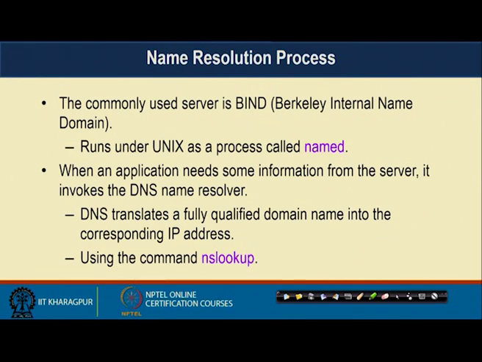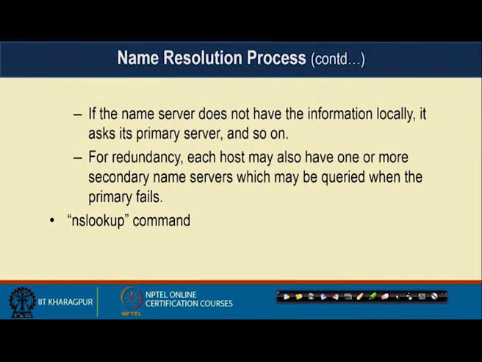So, when we give nslookup, then it is resolved into the particular resolution. You can pretty easily use any command from this one. If the name server does not have the information locally, it asks the primary server and so on. For redundancy, each host may also have one or more secondary name servers which may be queried when the primary fails. So, that command is nslookup.